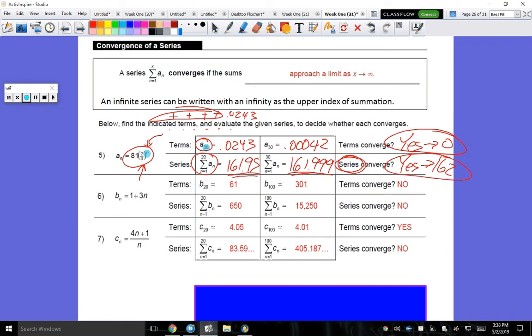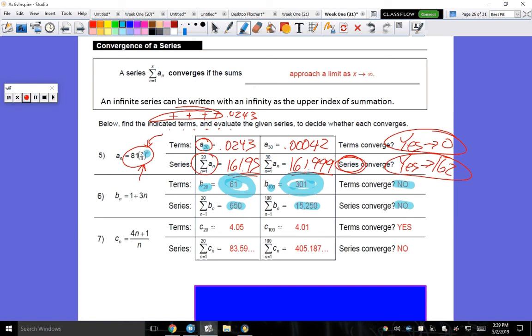Okay? We're building some rules. All right, so the next one you see, the 20th term is 61. The 100th term is 301. Do these look like they're converging to a number? No, they look like they're growing out of control. So these would diverge. Okay? And if I add these, you can see those aren't going to a number. It's not leveling off at a number. So the series diverges.